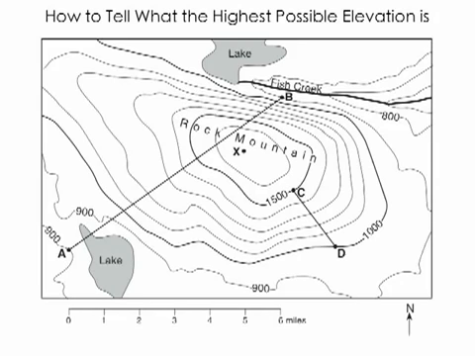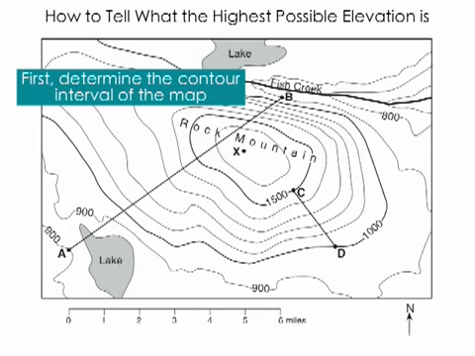Now, we should already be thinking that the highest point on the map would be somewhere near point X at the top of the peak of Rock Mountain. But let's find out a specific number for the elevation of that point. The first thing we need to do this is to determine the contour interval of the map.